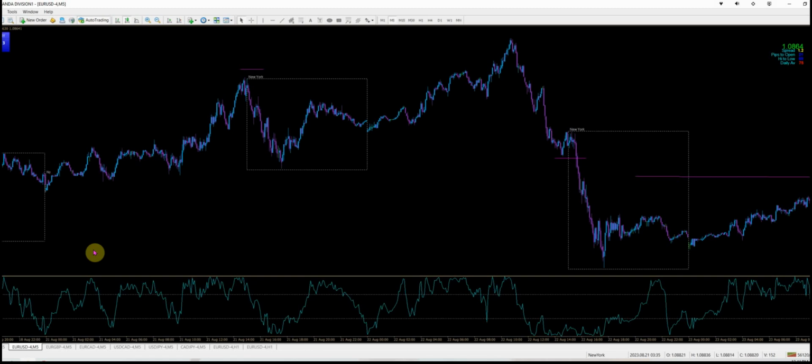Again, afternoon session, probably not interested in trading anything, even if price does reverse, because it's just after London closes, things just become very quiet, and a lot of these moves are not sustainable.